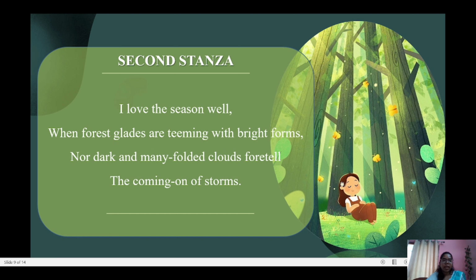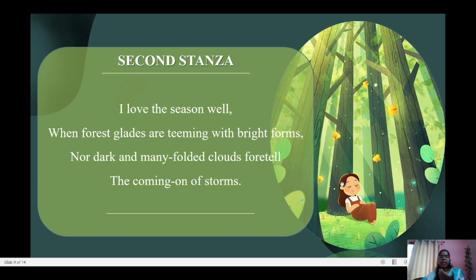I love the season well when forest glades are teeming with bright forms. Not dark and many-folded clouds foretell the coming on of storms. So, in this second stanza, we can see that the poet is wholeheartedly expressing his love and his appreciation for nature and for the beauty during the month of April. He has also stated the reasons that make him fall in love with this season, or with this month of April.